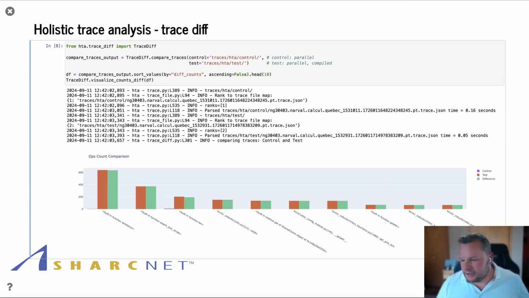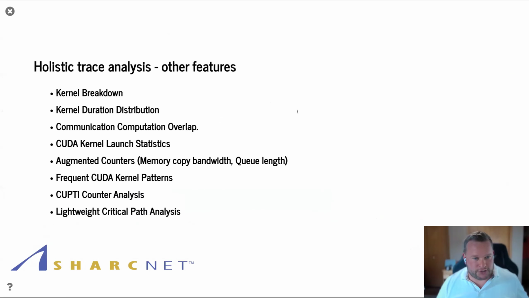Speaking of everything that's available, we have a host of other features that we just didn't have time to get into today. You can do a kernel breakdown, so what kernel calls are being made. You can look at the kernel duration distribution, which could be useful for comparing GPUs, for instance. And then there's the communication computation overlap, which would be more important for a distributed job. And then CUDA kernel launch statistics, which can help you look at how you might want to do CUDA graph optimization, how useful that would be, that sort of thing.